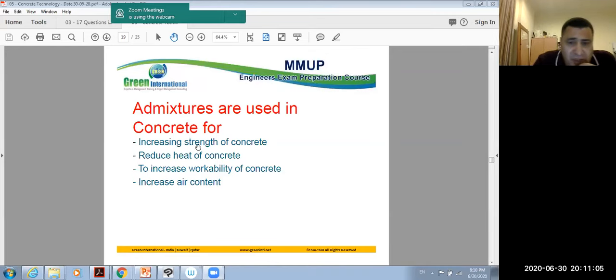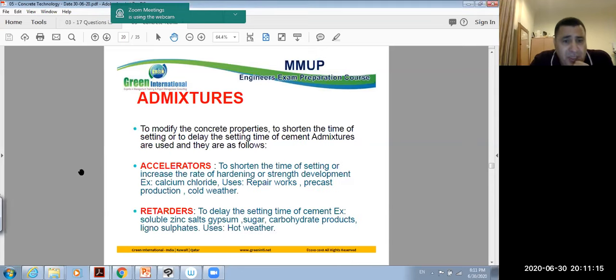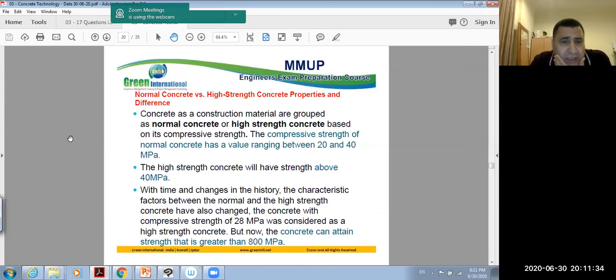All these admixtures are used in concrete for reducing the heat, to increase workability and increase air content. Admixtures to modify: accelerator and retarder. All of this is already in your slides. I am going to send the slides after the class, inshallah, today. Now, all of you, you can read it. Accelerators, retarders. Normal concrete versus high strength concrete, properties and differences.